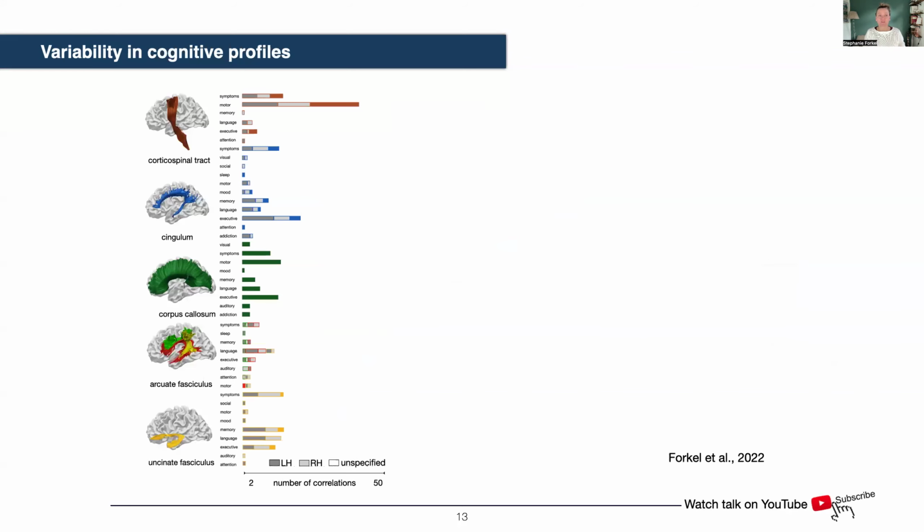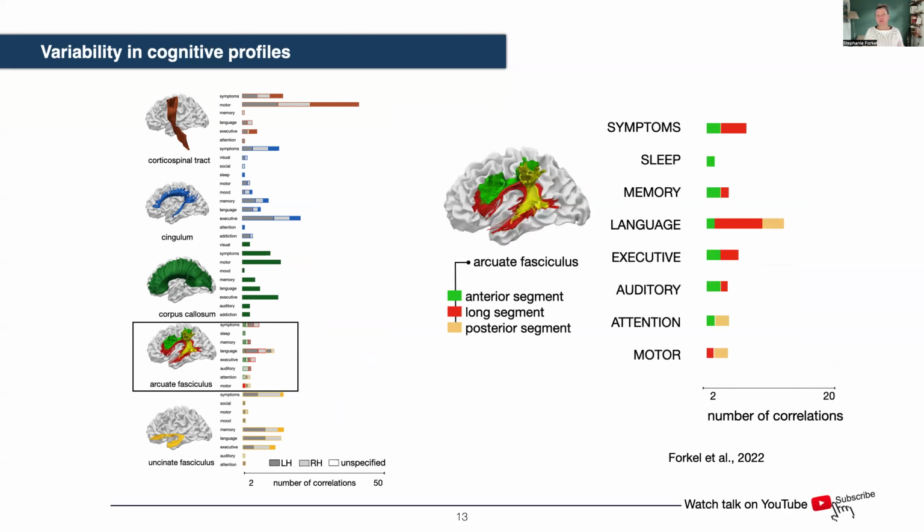Now, the third thing was that we could show that variability in anatomy is related to variability in cognitive profiles. And importantly, when the connection is damaged, it causes variable clinical symptoms. And you can see that here exemplified with the arcuate fasciculus, the language pathway, but actually when you look at the literature, it is a prominent connection for language, but it also is recruited for other cognitive functions. And in fact, we see this pattern for every single white matter tract that we were looking at. Now, what this goes to show is that there is no one tract, one function association.